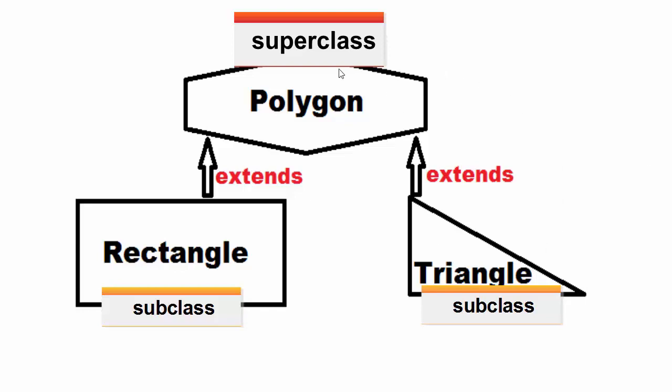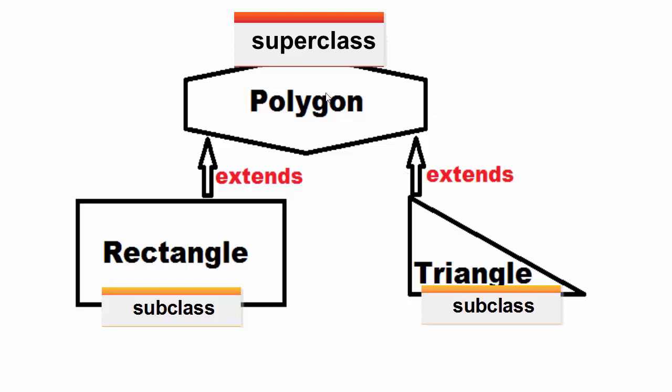The relationship between the superclass and the subclass is defined by a relationship called the is-a relationship. So a rectangle is a polygon and a triangle is a polygon also. That means that rectangle and triangle can inherit from the polygon class. So in inheritance, the subclasses have an is-a relationship with the superclasses.